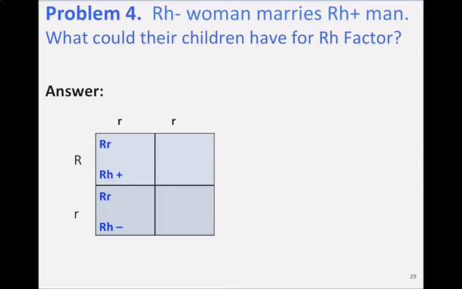So did you get this answer? I've only filled out one column because the second column would be exactly the same, but the children could be either Rh positive or they could be Rh minus. And in class, we would have already talked about that if you are an Rh minus woman, having an Rh minus child is no problem, but having an Rh positive baby can be a problem, especially for the second and third children.